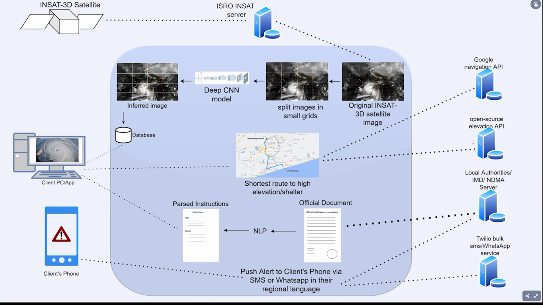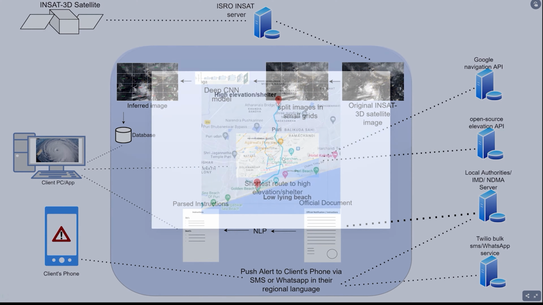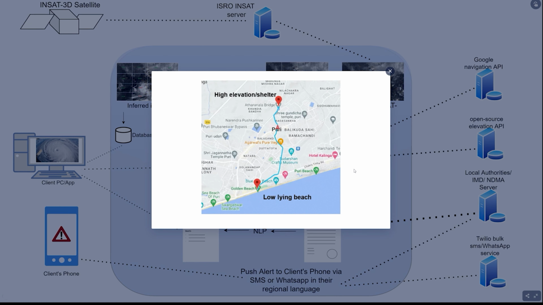Here we are taking elevation data from an open source elevation API. Using this API, we will be able to find any dangerous low-lying beach or low-lying coastal areas that are prone to a cyclone's path or which may be submerged, where a user should not be. Using these APIs, we will be able to find these areas, and then using the Google Navigation API, we will show the user a path to high elevation or even a cyclone shelter nearby.